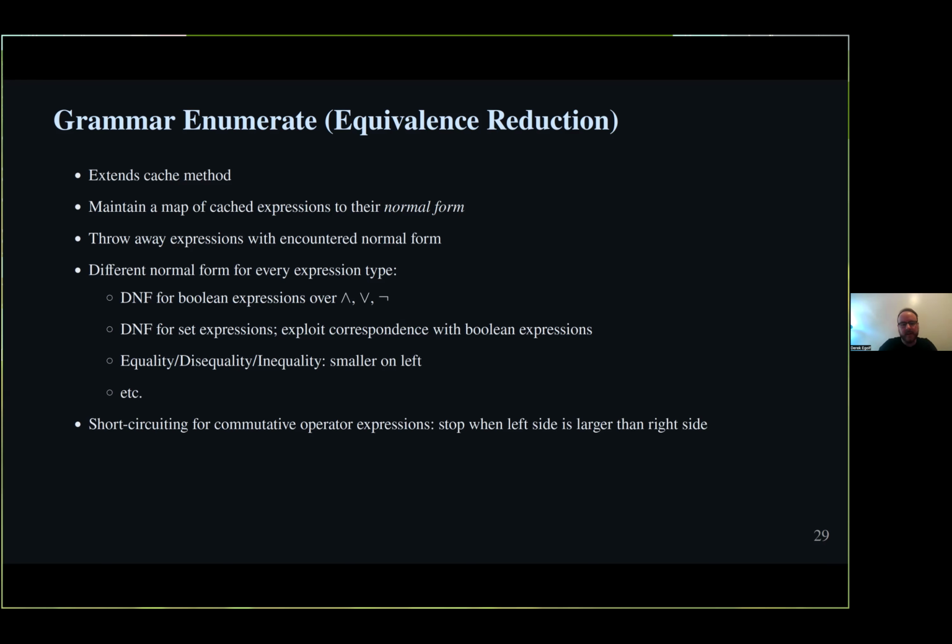The other idea here is to do short circuiting for commutative operators. Basically, we can stop when the left side is larger than the right side. In the example before, we would look at expressions of size 1 and combine them with expressions of size 3, 2 with 2, but then we would stop because 3 is bigger than 1. And because we have commutativity, we don't need to consider alternations there. This will skip half the expressions, and we don't have to compute their normal forms. We don't even have to iterate over them.